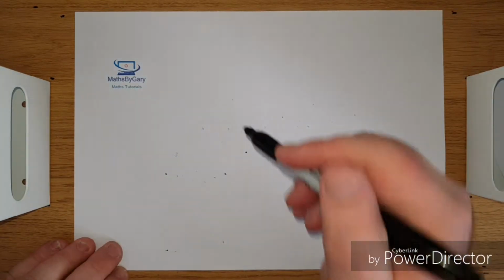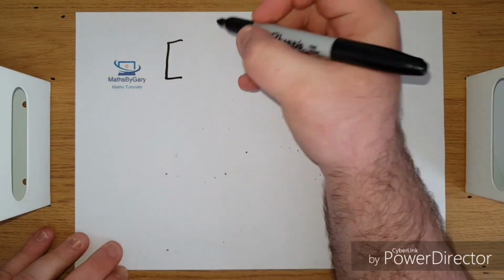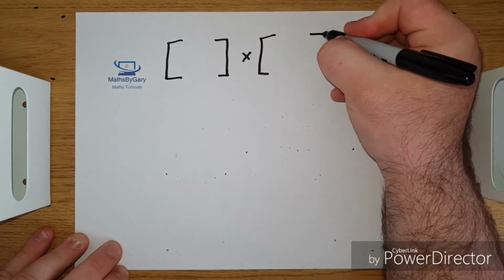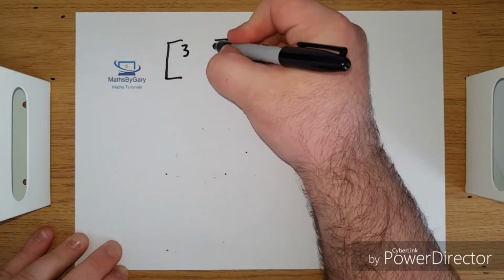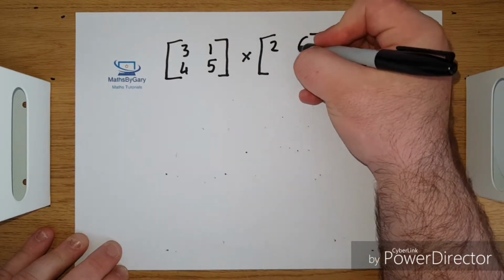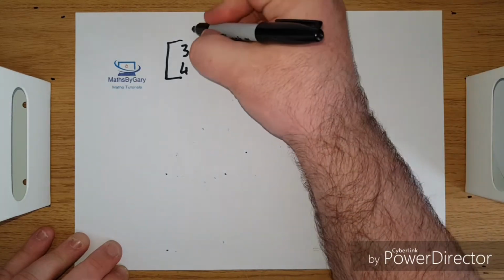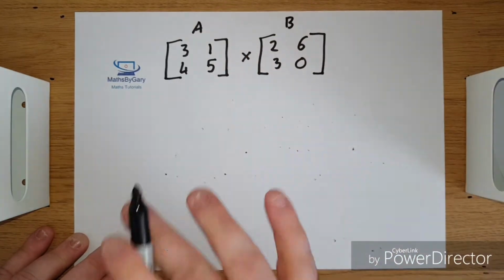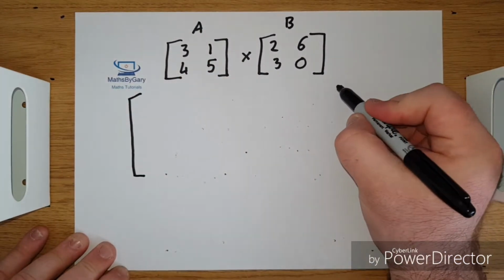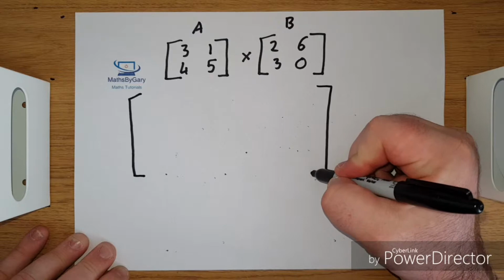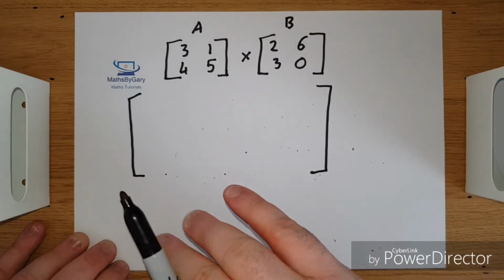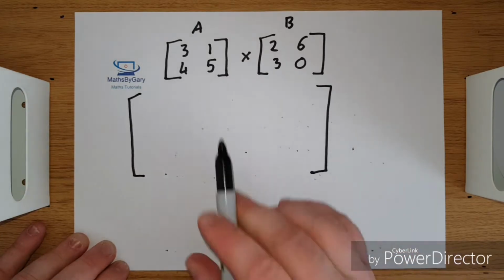So matrix A and matrix B. I've already worked out an example, and I'll just plug these in: 3, 1, 4 and 5 multiplied by 2, 6, 3 and 0. Remember, this is matrix A and matrix B, multiplying them together. Again, leave quite a bit of space so that we can put the working in. All we're doing is the same as before, but rather than A1 times B1 and so on, we're going to be using the numbers.